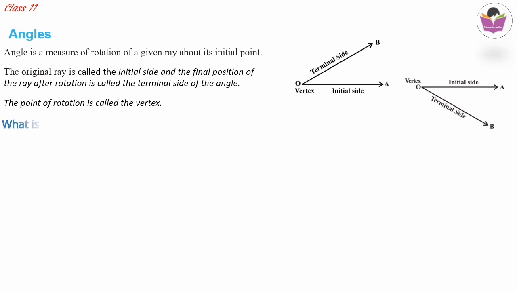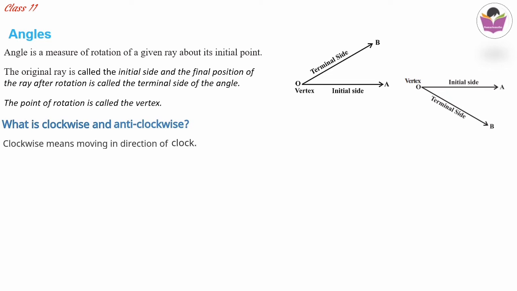As we have discussed before, clockwise and anti-clockwise, let's discuss in detail. Clockwise means moving in the direction of the clock. As we all know how the clock is moving, from left to right. Let's visualize that. For example, if you consider this one as a clock, this is our minute hand and it moves in this direction, from left to right.